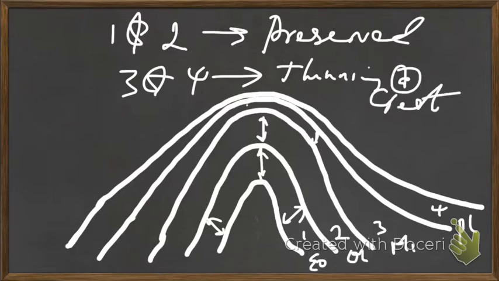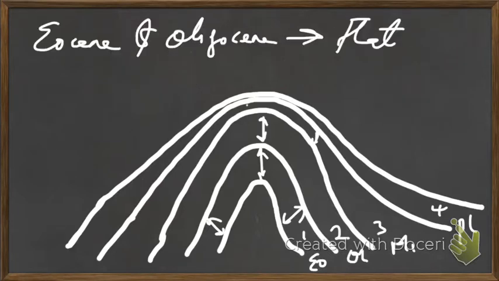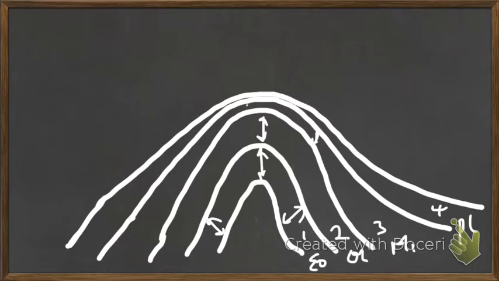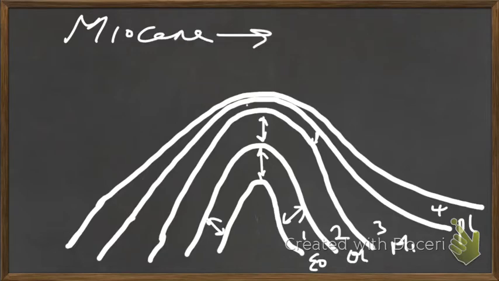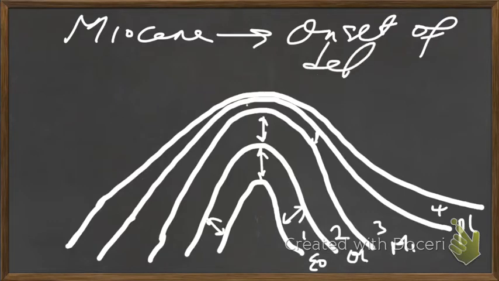Now that tells us something. So that means that during the Eocene and Oligocene times, this area was flat. In other words, the structure had not formed. It also means that at the Miocene time, we recorded the onset of the formation.